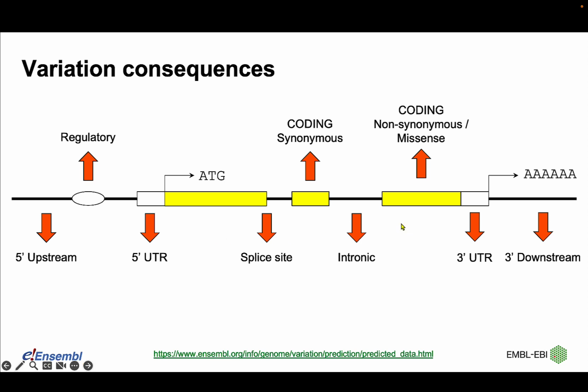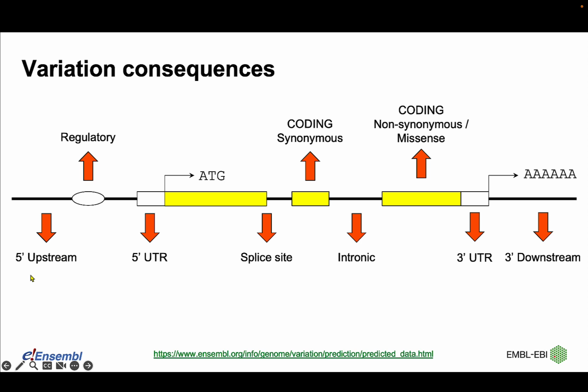If the variant falls within the coding region of the gene, so any yellow boxes on here, the variant can have two effects. It can have a synonymous or a non-synonymous effect. If the variant has a synonymous effect, the protein sequence remains the same, so there's no change in the amino acid. If the variant has a non-synonymous effect, there is a change in the amino acid and therefore a change in the protein sequence. So this means that the variant is likely to have a much greater consequence to the gene and the protein function itself. We also call non-synonymous variants missense variants.